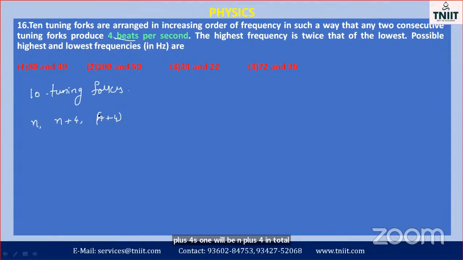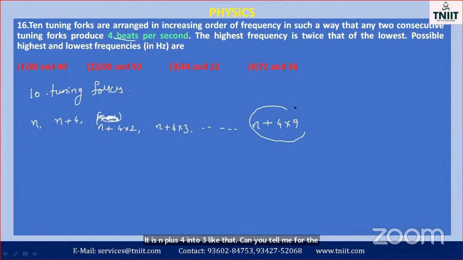For the third one, it is n plus 4 into 3, like that. Can you tell me for the last one, n plus 4 into 9? This is for the 10th one I'm talking about. For the second tuning fork, 1; third tuning fork, 2; fourth tuning fork, 3. So what will be the 10th tuning fork? 9.